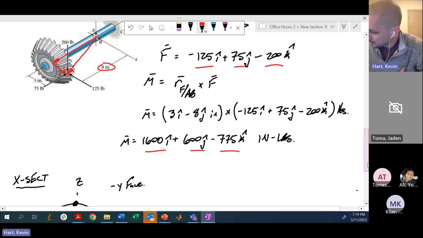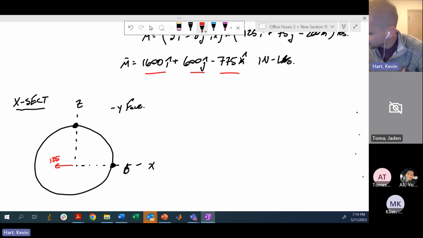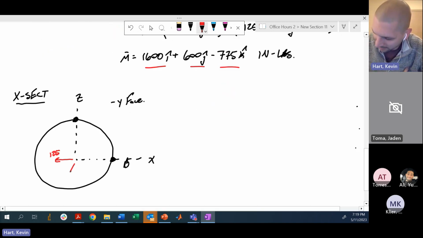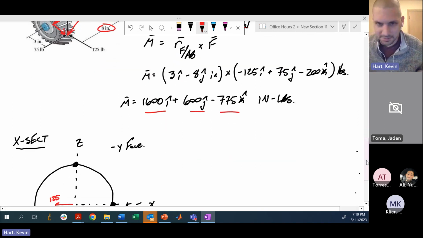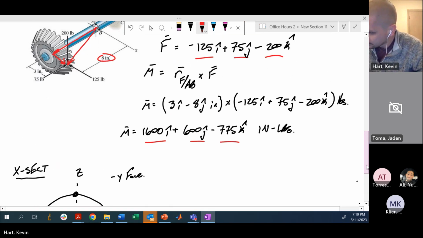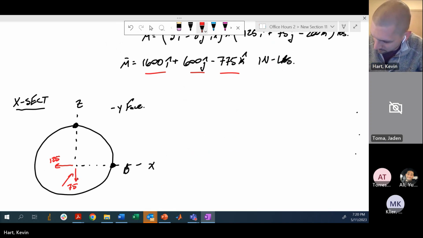All right, so let's tackle these one at a time. Negative 125 I hat. I'll do my forces in red and my moments in blue. We have positive 75 J hat, so that's actually coming out of the plane at us. Sorry, that's into the page, positive into the page. And then we have negative 200 K hat. So 200 sort of downwards here. Clean this up just a touch. All right, those are our forces. And then we have our moments.